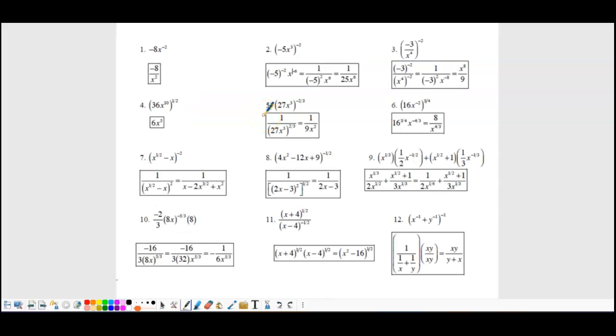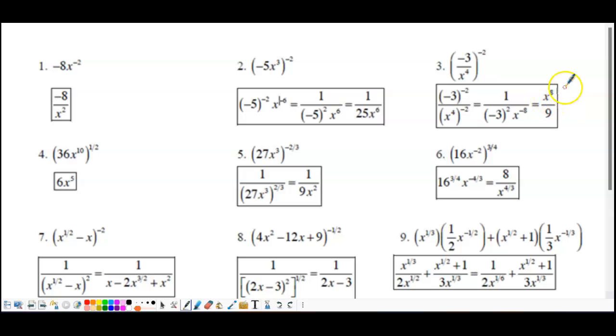All right, so looking over them, in number 3, you had x. Now I can make this a little bigger, fit to width. You had x to the 8th over 9. In number 4, you had 6x to the 5th. Because again, remember that 1/2 distributes to both the 36. And then it's 10 times a half, which is 5.